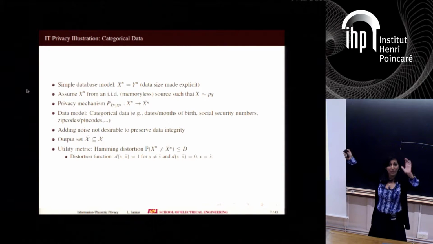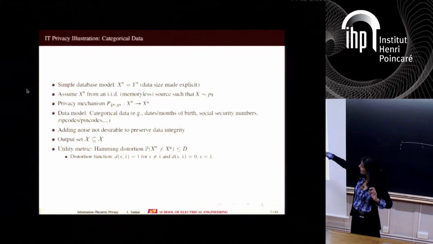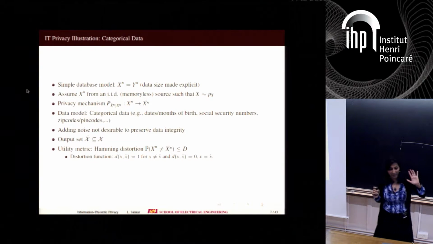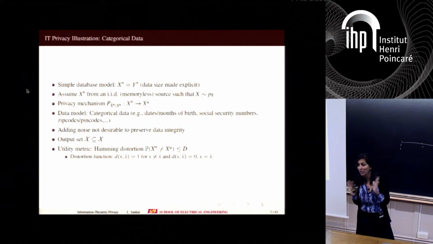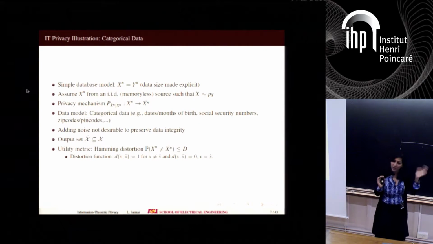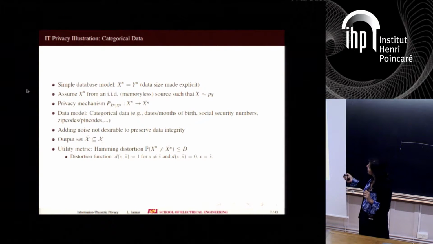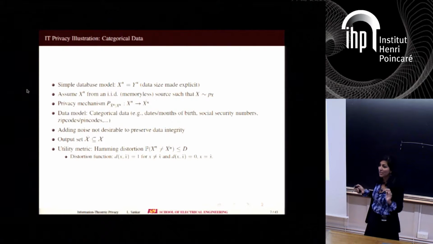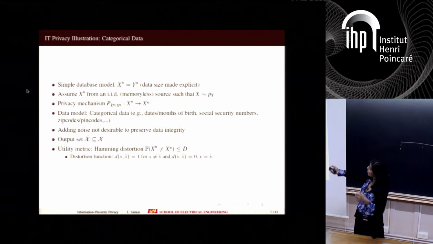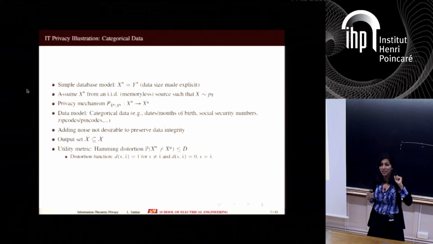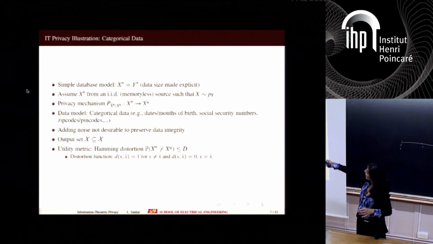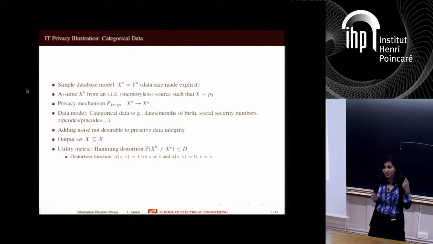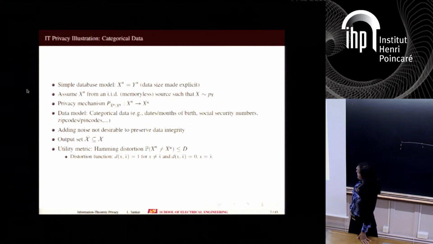I have a database of length n, and I write it in this notation x^n. It's a very simple example here. What I'm looking at is categorical data, such as social security numbers, zip codes, etc. And in this simple problem, I say the public is equal to the private, so there's no distinction. And so you have an n-length data set, x^n, and you assume it comes from an IID source. So there's just this p_X that you have to worry about.